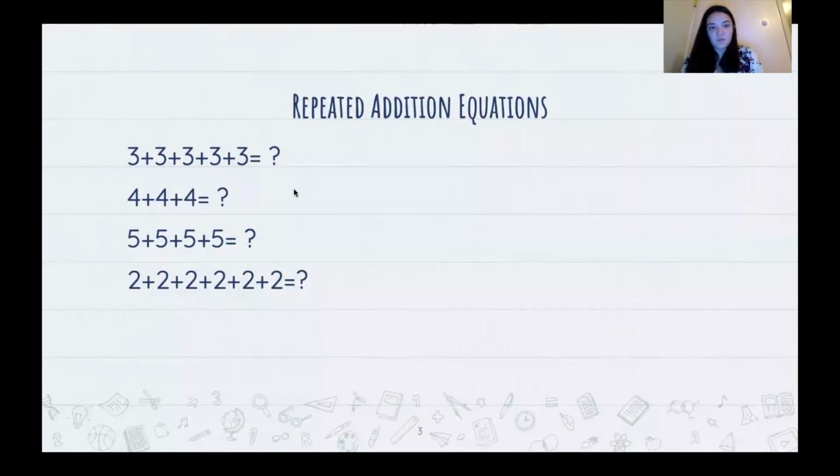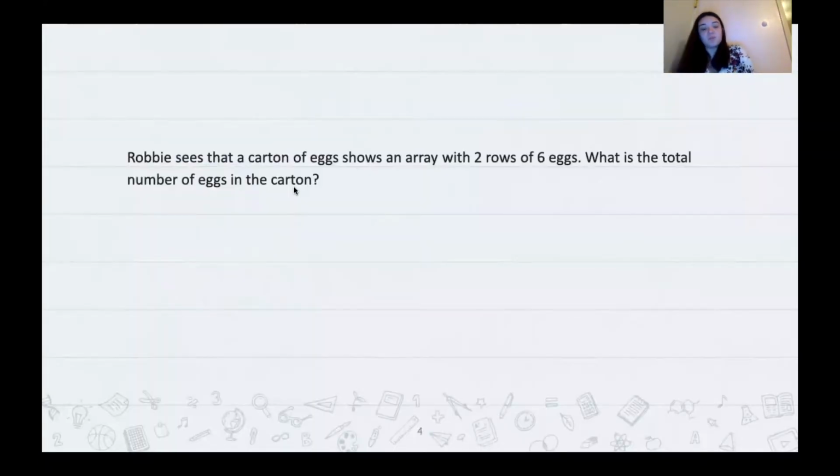All right, so now if you don't have your whiteboards, go ahead and grab those. We're going to draw some arrays. This one says, Robbie sees that a carton of eggs shows an array with 2 rows of 6 eggs. What is the total number of eggs in the carton? Since this is a word problem, we're going to underline important information. We see that it is an array with 2 rows of 6, and then it wants the total number.